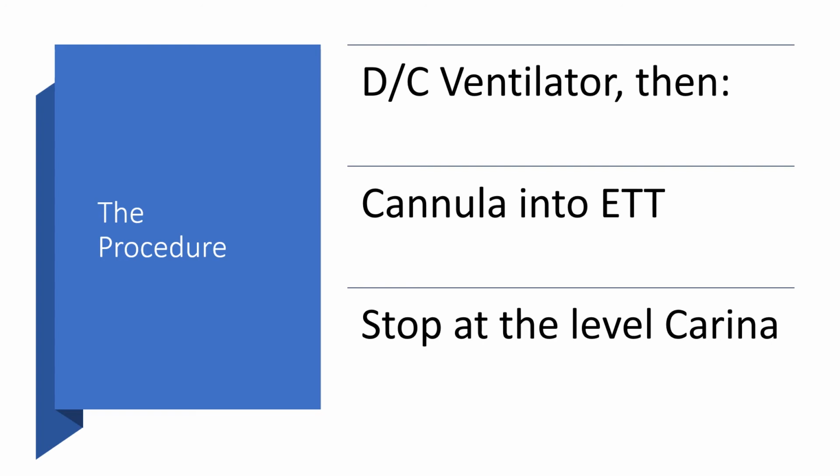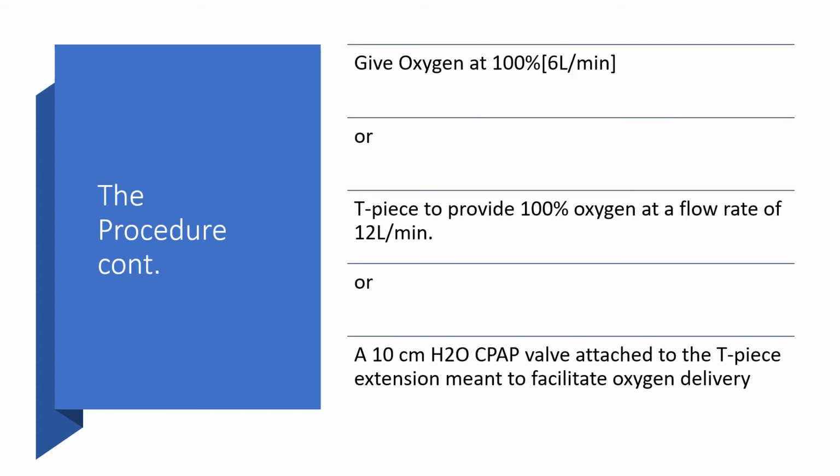Now, the procedure. Discontinue the ventilator, then insert your cannula into the endotracheal tube. Stop at the level of the carina. Give oxygen 100%, 6 liters per minute, or you can use a T-piece to provide 100% oxygen at a flow rate of 12 liters per minute, or a 10 centimeter water CPAP. The valve should be attached to the T-piece extension meant to facilitate oxygen delivery.